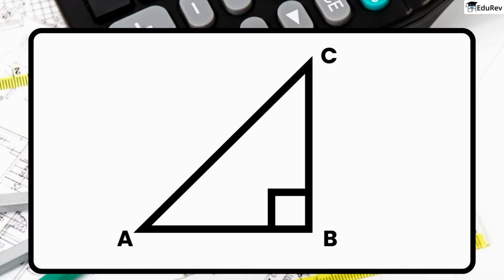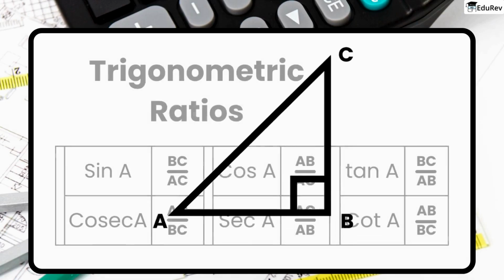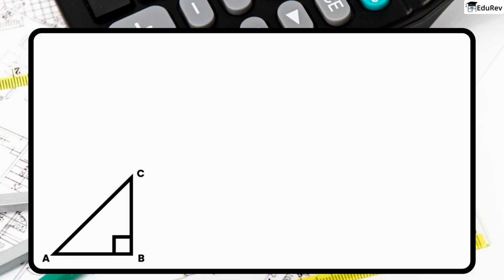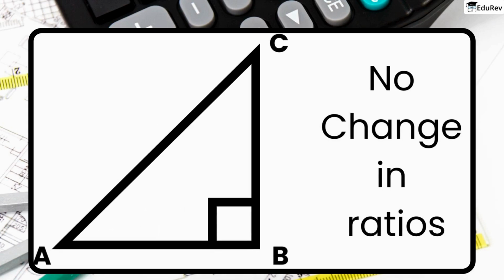Now that we have defined the values, we can try to find out these ratios for triangle named ABC. Here we have all these ratios as shown. Now there is one interesting fact to notice. If we change the length of sides of the triangle, there will be no changes in these ratios as long as the angle is not changed. This property helps in real-life scenarios.